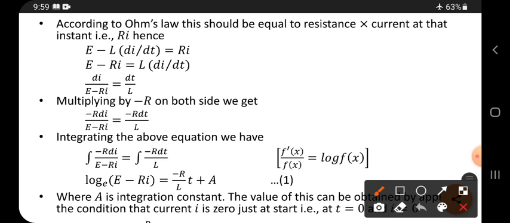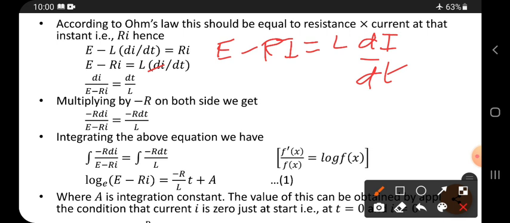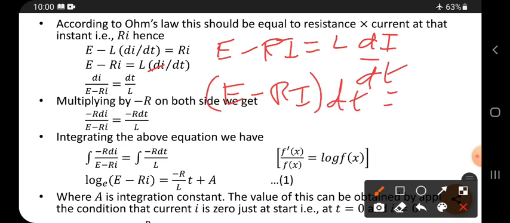So this can be written as E minus Ri is equal to what? That is L di by dt. Now bring dt this side. So E minus Ri into dt is equal to what? The bracket is taken because dt multiplies not only with Ri but also with E. So it multiplies with both, equal to dt taken this side.